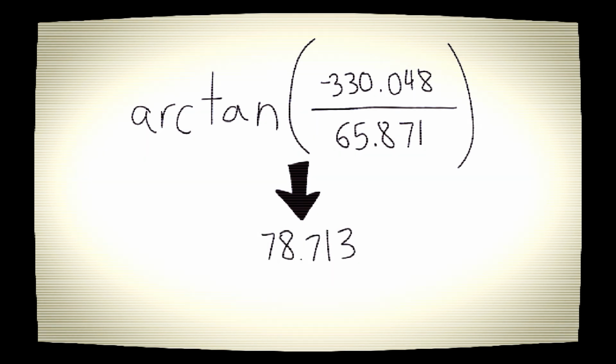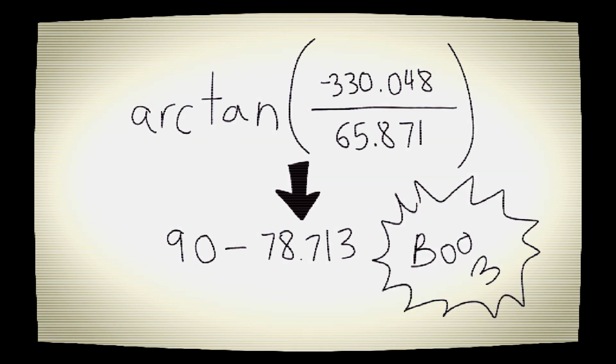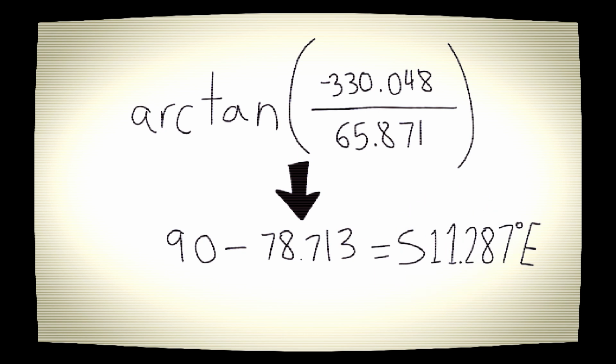Since we want the bearing and we have the angle, all we need to do is subtract the angle from 90. Boom! The ground speed vector is on its southeast bearing of 11.287 degrees. But wait, there's more. We only had the vector notation for the ground speed. We don't actually have it yet.